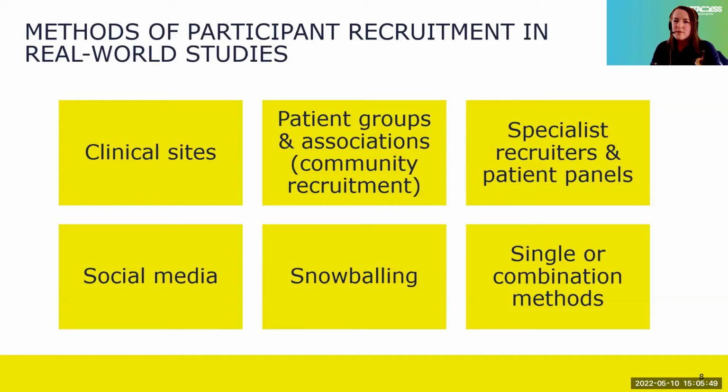Less commonly, we use methods such as social media, so targeted advertising on a variety of different social media platforms, and also snowballing recruitment, which is essentially word of mouth recruitment. So a participant may take part in one of our studies and they may know people through the variety of networks who also suffer from the same condition, and they might pass the information about our study on to somebody else. Each of our studies is different in that we would either use a single method for recruitment or a combination of methods.